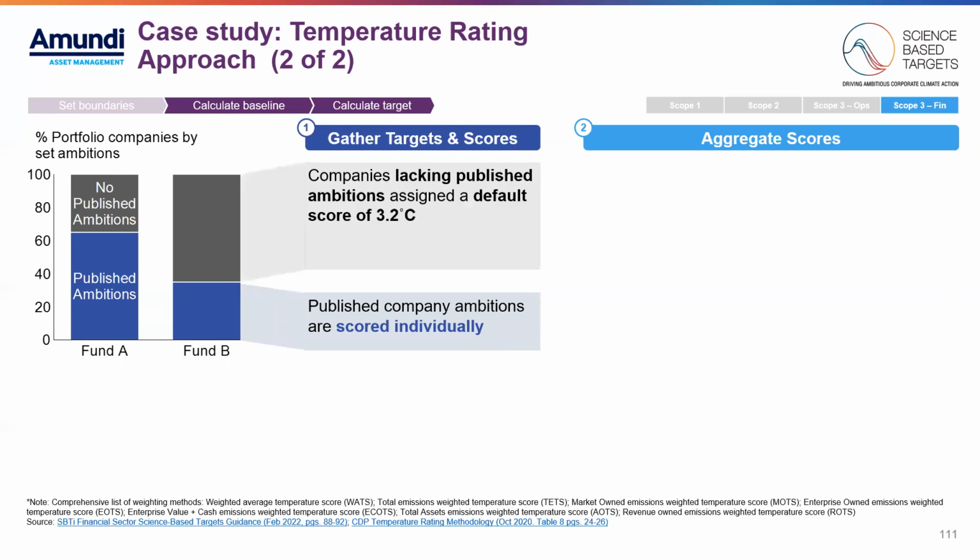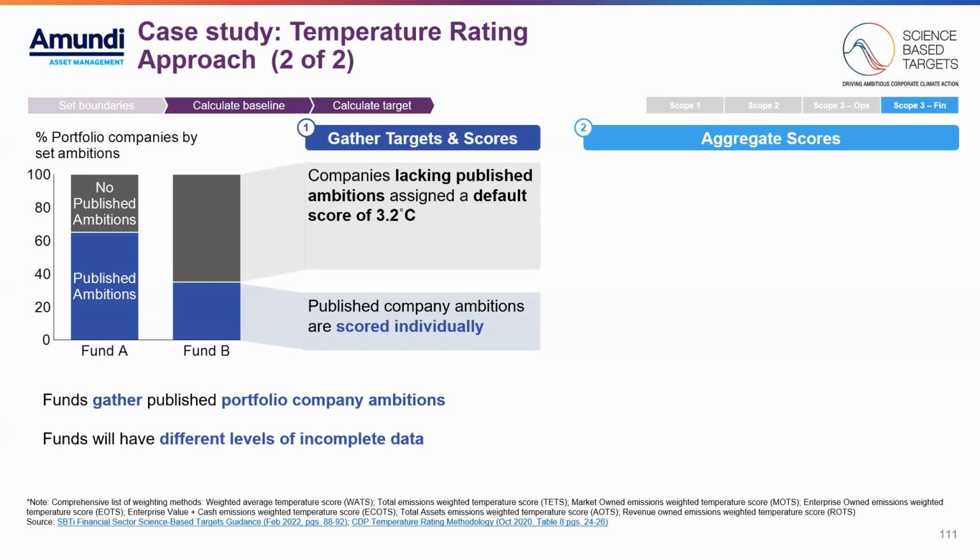Any companies that lack a published ambition or a verified target were assigned a default score of 3.2 degrees, regardless of sector. It's important to note 2 points in this process. The first is that Amundi was able to gather the published ambitions quite easily. And then the second, it's okay, as different funds will have different levels of incomplete data. And this is why the default score is available. Now that they had the ambitions, Amundi needed to aggregate the scores. So we'll move to the right-hand side of the page.